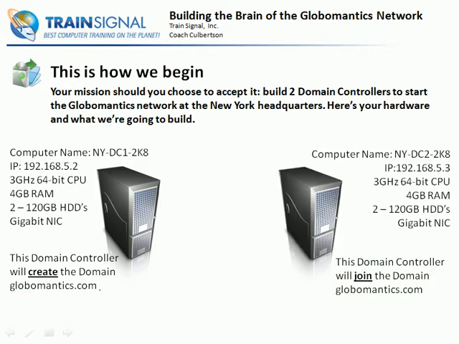Now we're also going to have a second domain controller. The second domain controller, we're going to name it similarly. It's going to be NYDC2-2K8. The IP address is going to be almost identical, with the exception that it's going to be .3 instead of .2. Similar hardware, nothing really extra special here. What we're really doing is building a replica of the first domain controller. And this domain controller is going to be joining the domain.